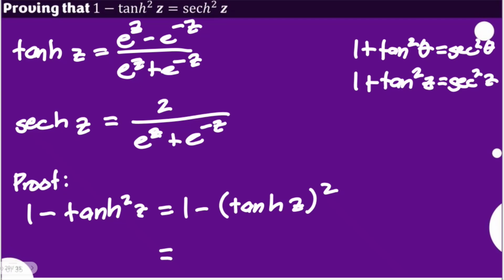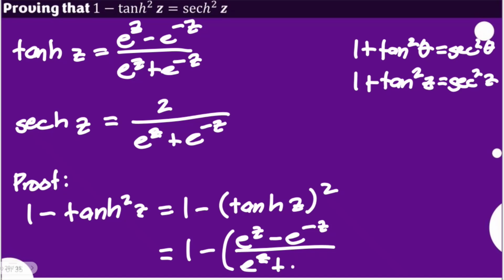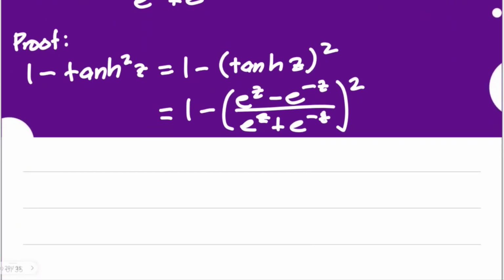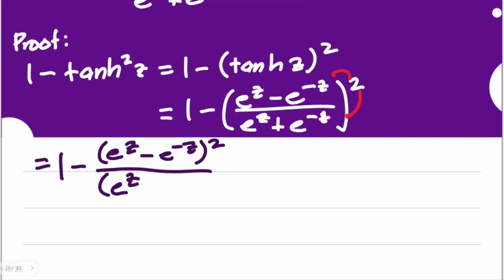So you have here 1 minus your tangent, which is e to the power of z minus e to the power of negative z, all over e to the power of z plus e to the power of negative z. You're going to square that for your tangent. So let's square first our numerator, or distribute that using the power law. Share that to this binomial and this binomial as well. So we have 1 minus e to the power of z minus e to the power of negative z, squared, over e to the power of z plus e to the power of negative z, squared as well.